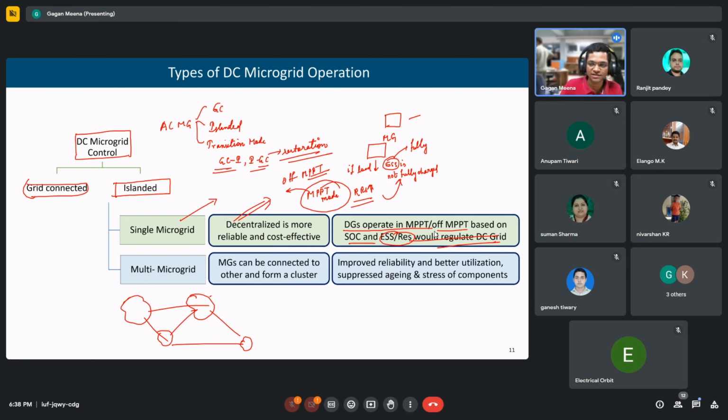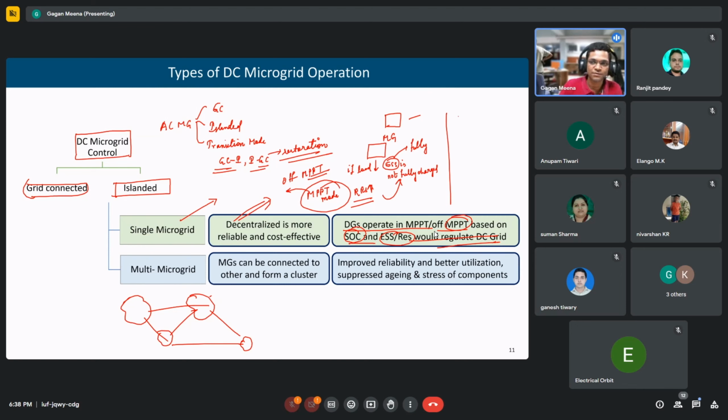That is why this depends upon the state of charge of the battery. Whether storage is discharged or charged, it will determine the operation of the renewables. This is for a single microgrid.